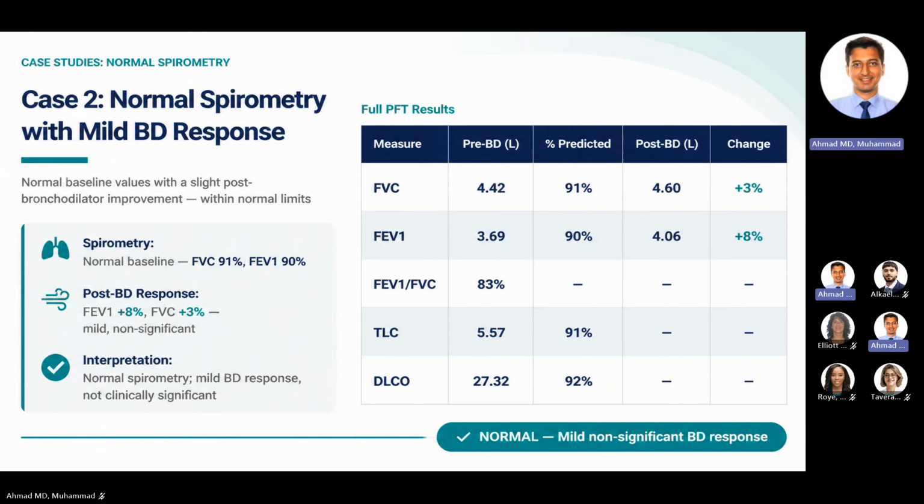Looking at the FEV1 FVC ratio, 83% of predicted, which is normal. You look at the FEV1, 3.69 liters, which is 90% of predicted. If you go by ratio, there's no z-score here. If you look at the FVC, 4.42 liters, which is 91% of predicted. Normal ratio, normal FEV1, normal FVC. This individual has normal spirometry.